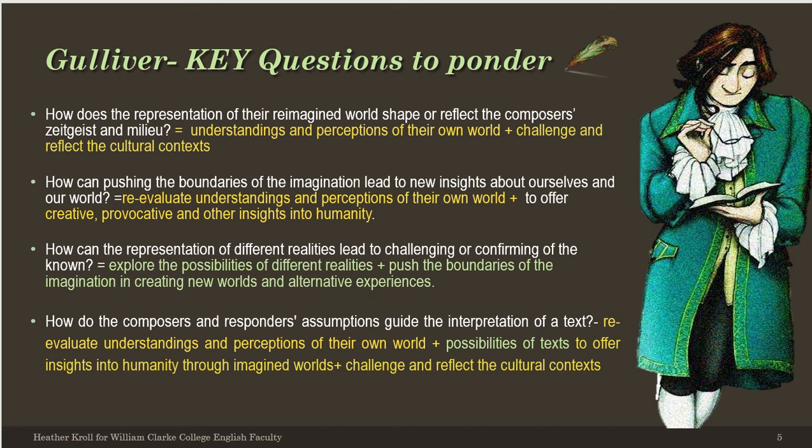And what I've done here is just to show you how they correlate to your syllabus document. So everything that we do in this course comes back to the syllabus document. So the questions are in white and the connections to the syllabus are in yellow and green. So the first question is, how does the representation of their reimagined world shape or reflect the composer's zeitgeist and milieu? So zeitgeist is the broader cultural context and milieu is their personal experience within that cultural context. And you can see the links to the syllabus there.